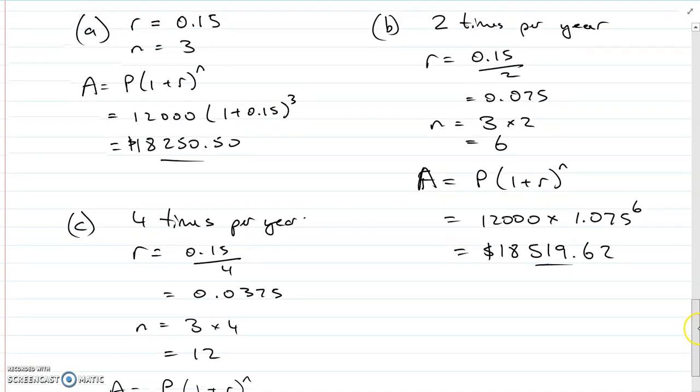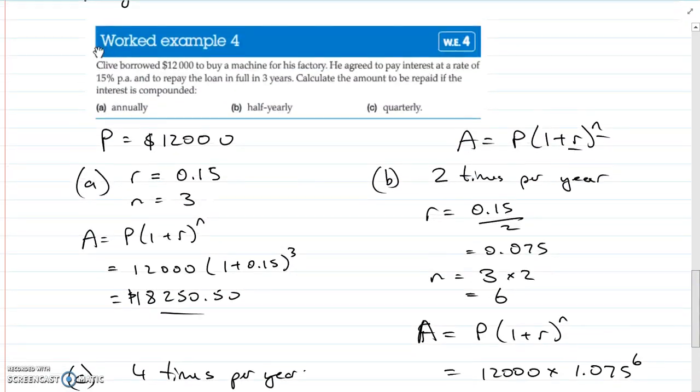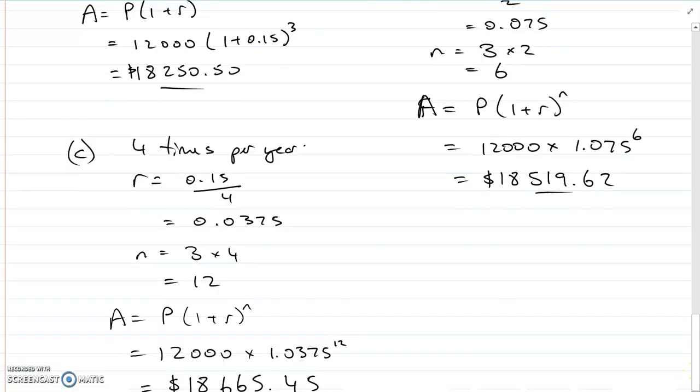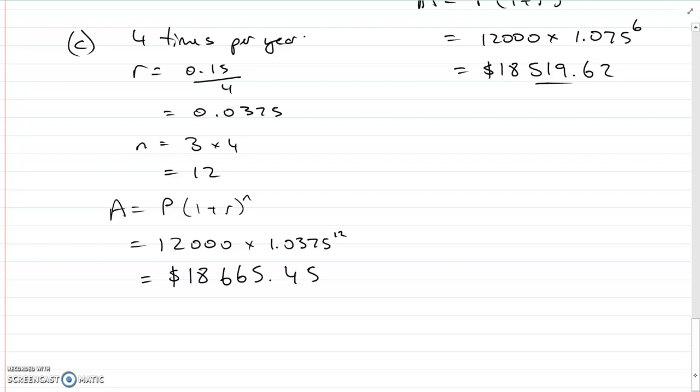So the more times you compound per year, the greater the amount that's owed or has to be repaid. If this was monthly, weekly, or daily, that number would get a bit bigger. This is saying it's the same as if we had a loan at 3.75% for 12 years. That basically amounts to the same thing. All right, done.